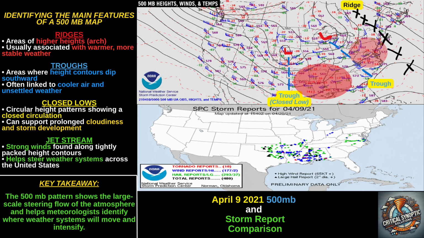And then finally I look for areas where the lines are packed tightly together. That's usually where the strongest winds are located, and it's often where the jet stream is found. If you can quickly find these four things, you've already done a big part of the forecast.